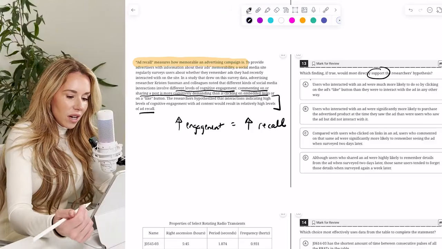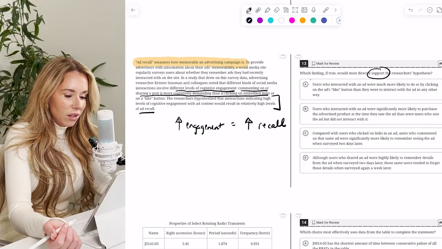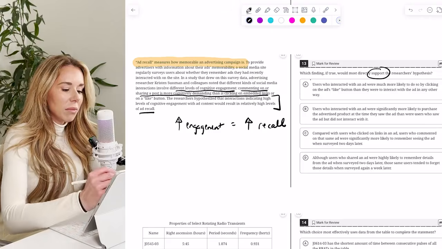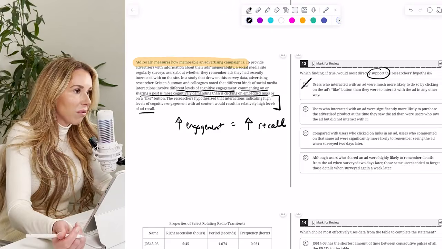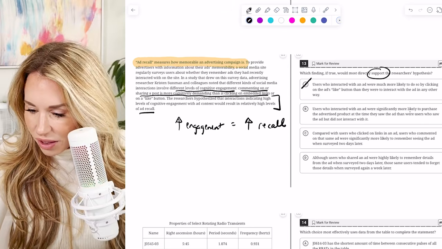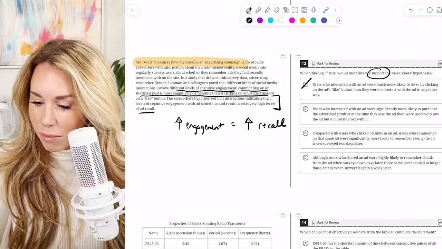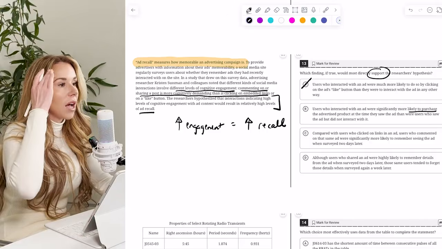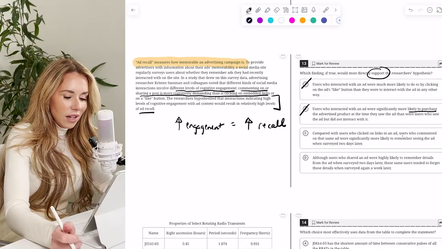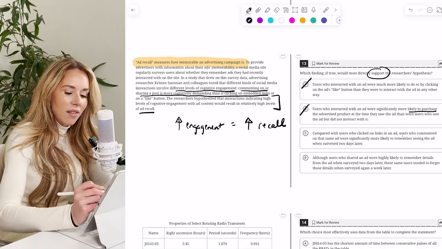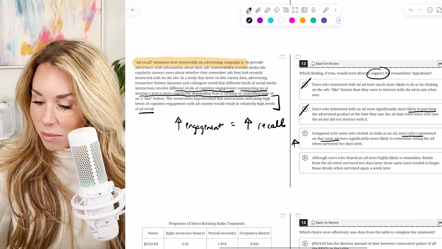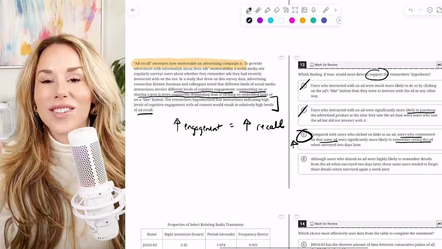A says users who interacted with an ad were much more likely to do so by clicking on the ad's like button than they were to interact with the ad in any other way. We're not talking about likelihood of interacting with the ad. There's no ad recall in this answer choice. That's out. B says users who interacted with an ad were significantly more likely to purchase the advertised product at the time. We're not talking about likelihood of purchase. We're talking about how much it's remembered. So get rid of B. C says compared with users who clicked on links in an ad, users who commented on the same ad, oop, that means higher engagement, were significantly more likely to remember seeing the ad. Oh, higher recall. C is the one we want.